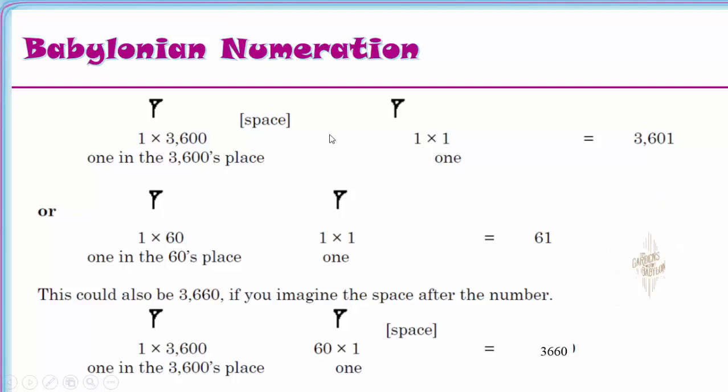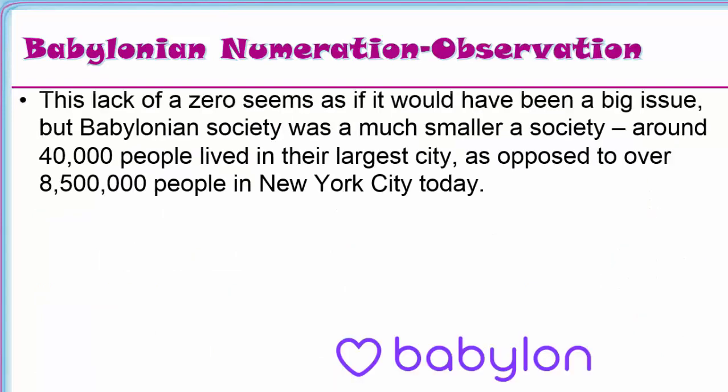So here is an example where we have 3,601, and there's the space. And then here is 61. Same symbols, but how do you know whether the space is for 3,601 or the space is for the 60's place and the 1's place?